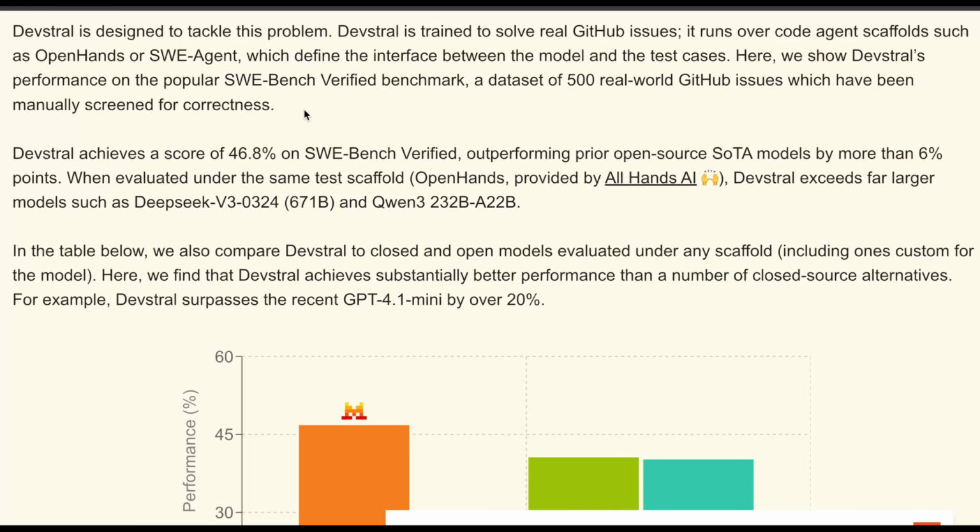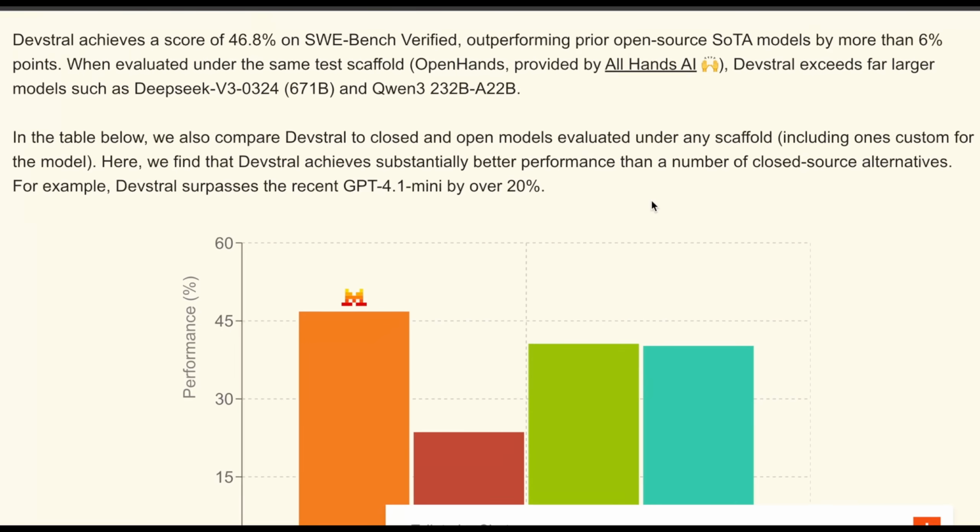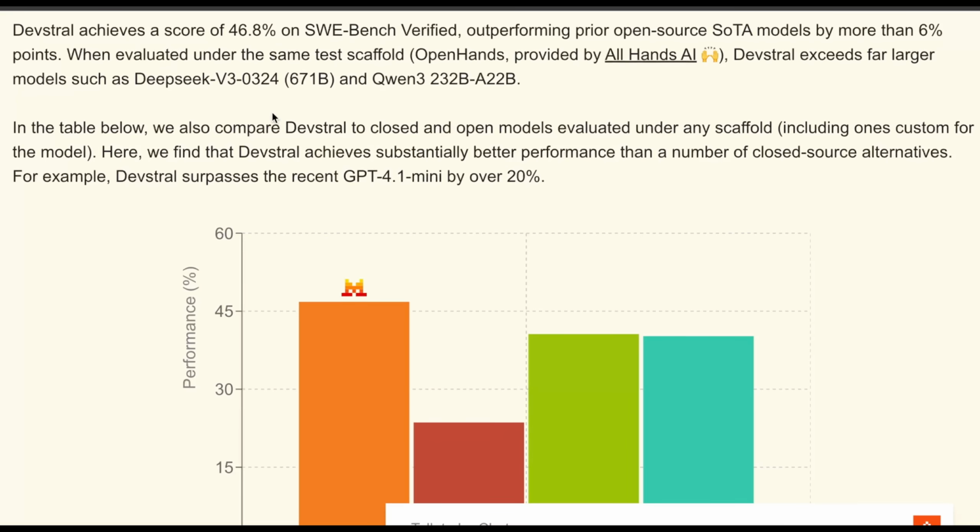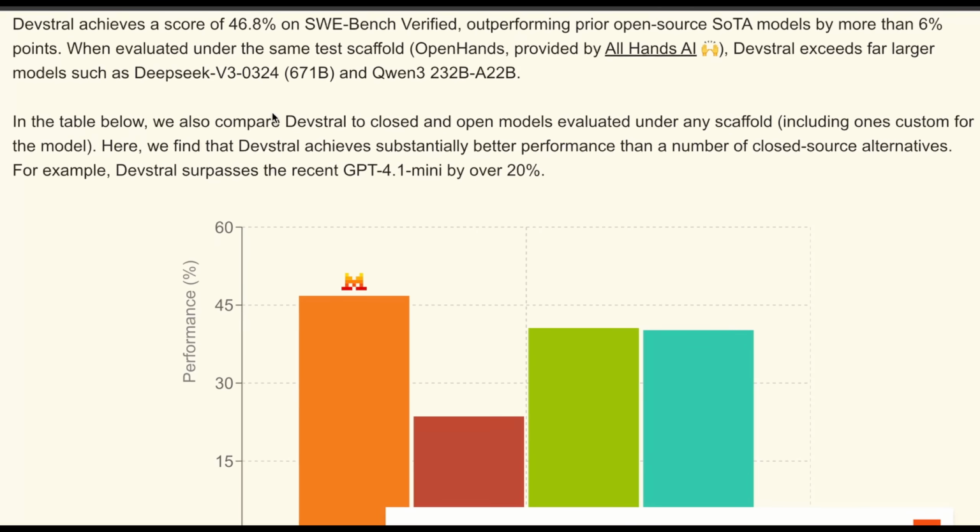They benchmarked mostly with SWE-Bench, which is 500 real-world GitHub issues. This benchmark is not the best, so it'll be interesting to see a few more benchmarks to understand the true performance of this model. But for now, this is actually really cool. They say here that Devstral achieves a score of 46.8 on SWE-Bench, outperforming open source state-of-the-art models by more than 6%. And they also used some interesting benchmarks from OpenHands AI, who actually collaborated with this.